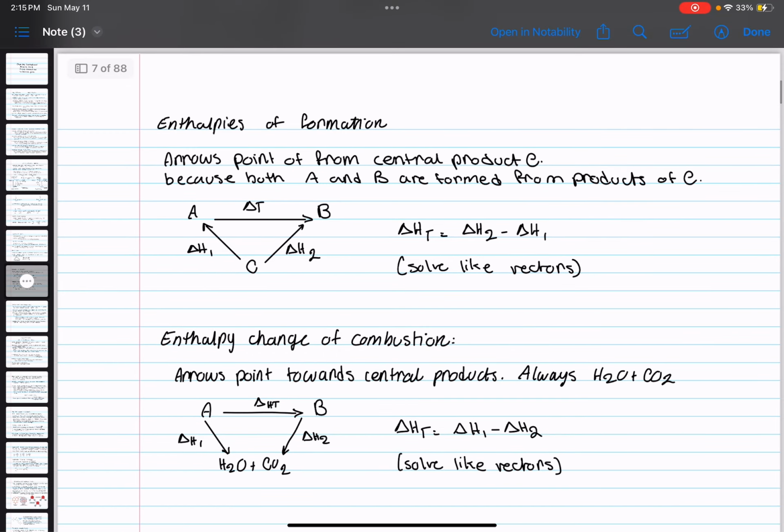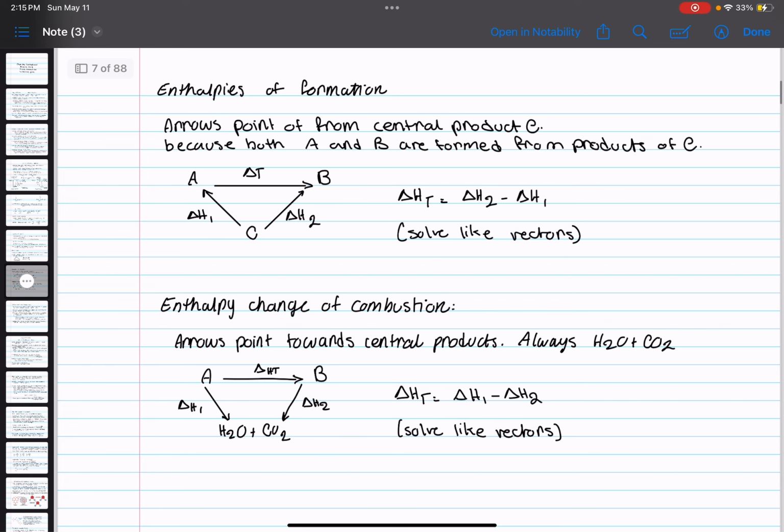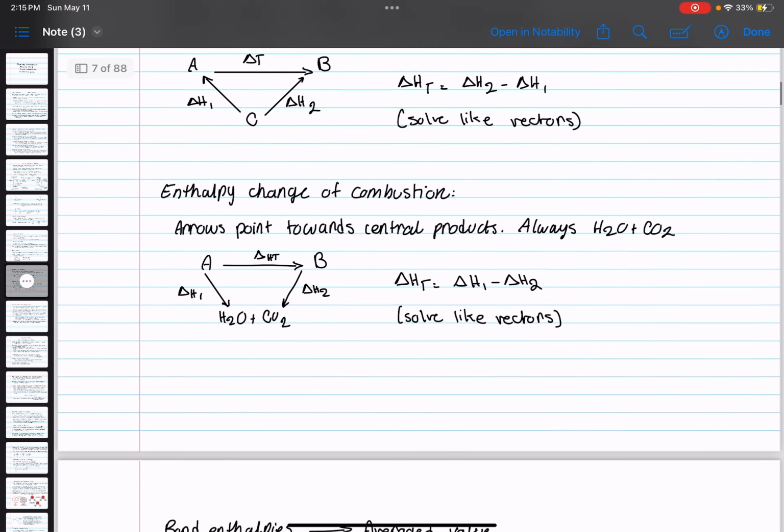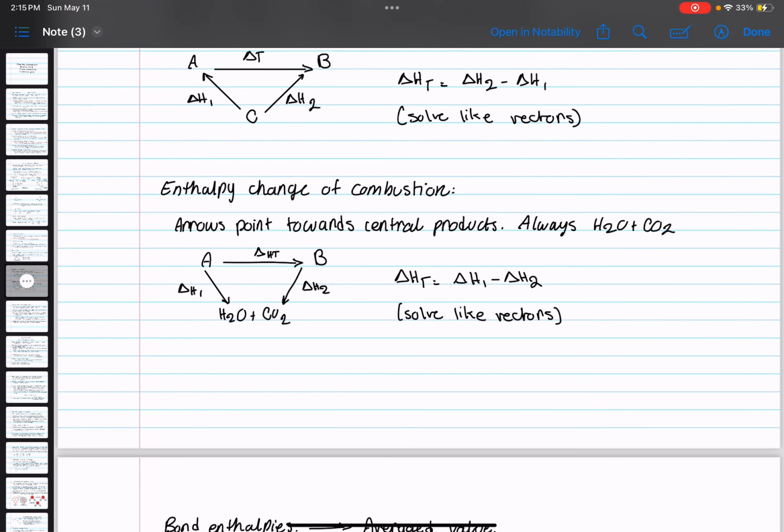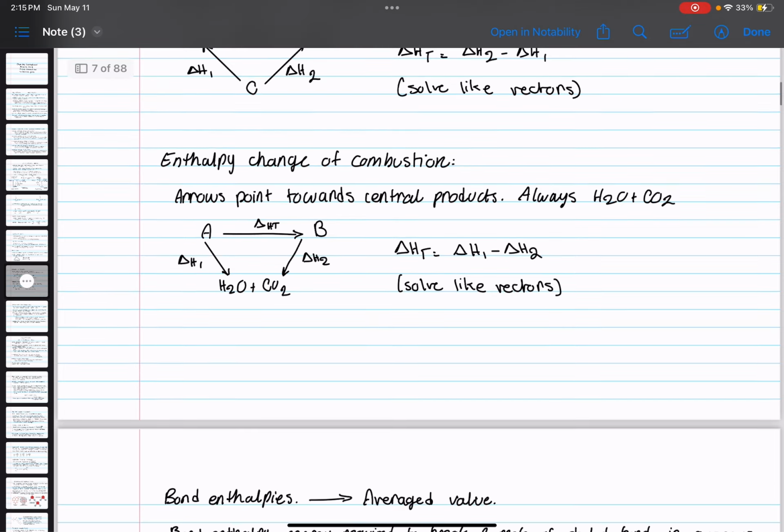So we have enthalpy change of formation on Hess's triangle. The arrows point from the central product C up to A and then B, because A and B are both formed from the products of C. So delta H of T equals delta H2 minus delta H1, which is again solved like vectors. And then for enthalpy change of combustion, the arrows point down towards the central product. And it's always H2O and CO2 for combustion, and again it's solved like vectors.